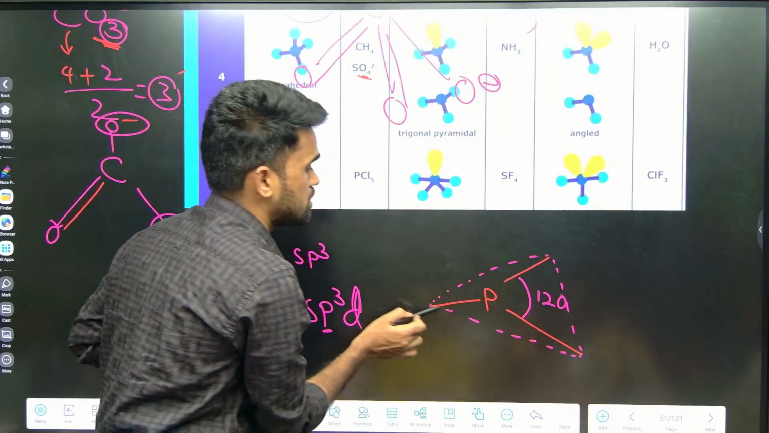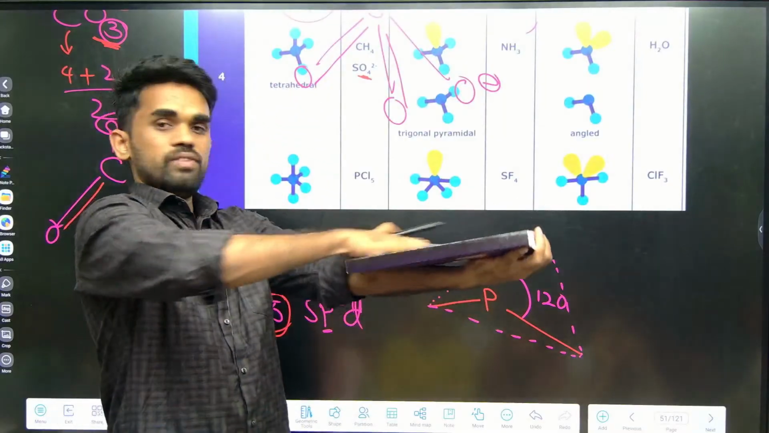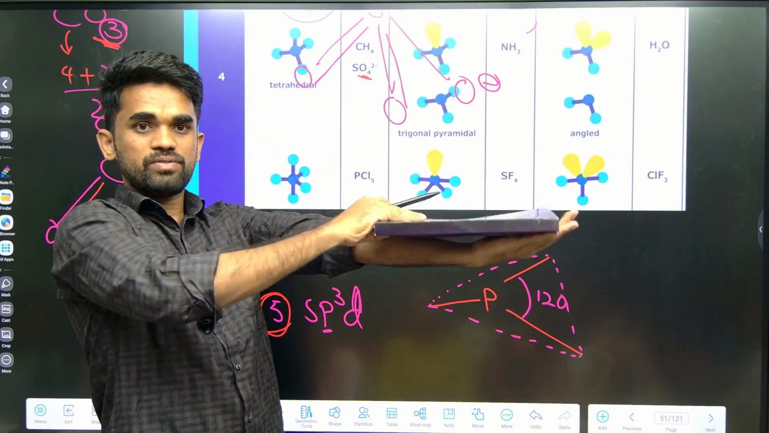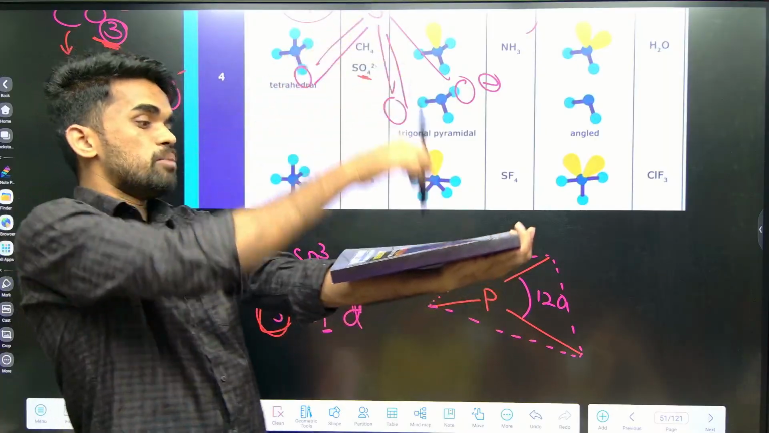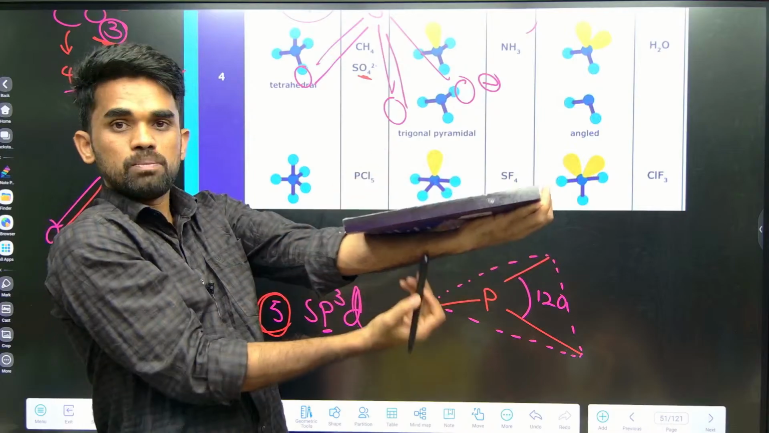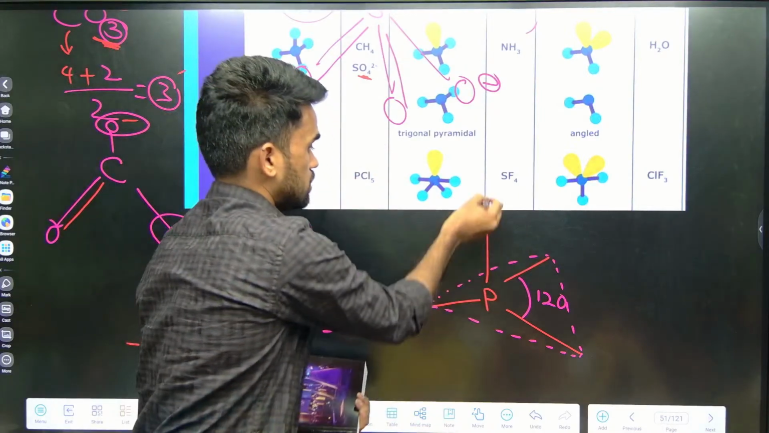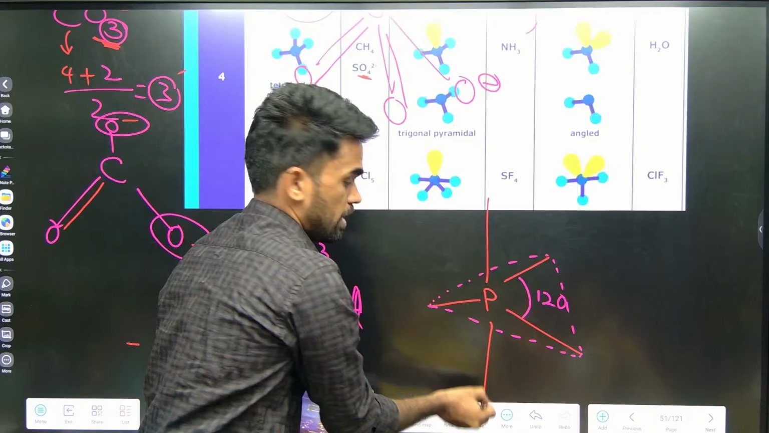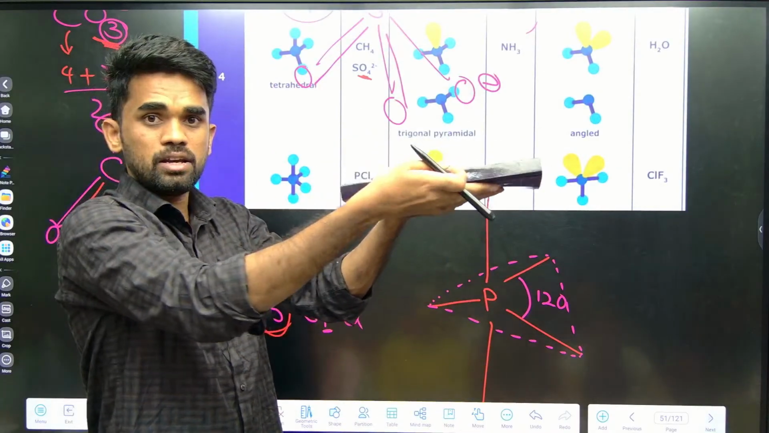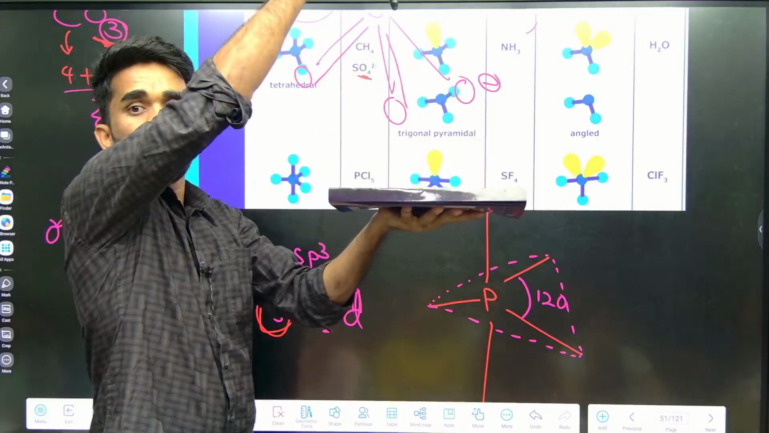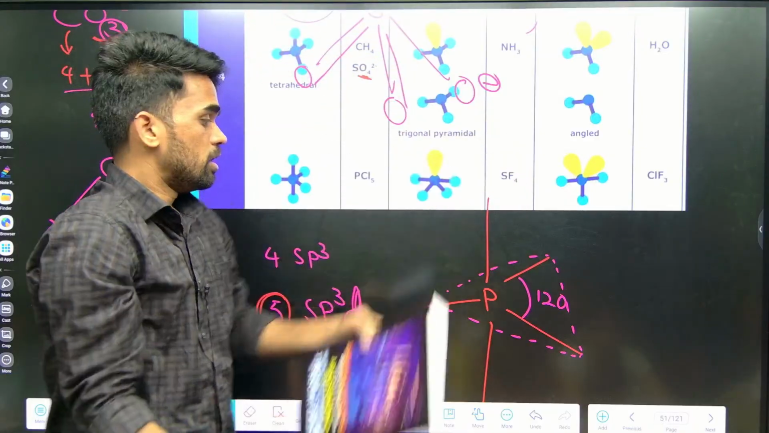Plane in the sense, within the plane like this. Trigonal planar means within the plane. Now what is the angle we are writing? Now you put one above the plane, one below the plane. Like this. Are you able to imagine what you are doing? So trigonal planar is in this plane. Now you are putting one above and one below.